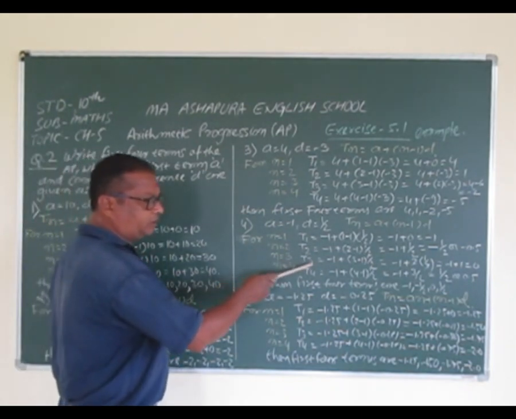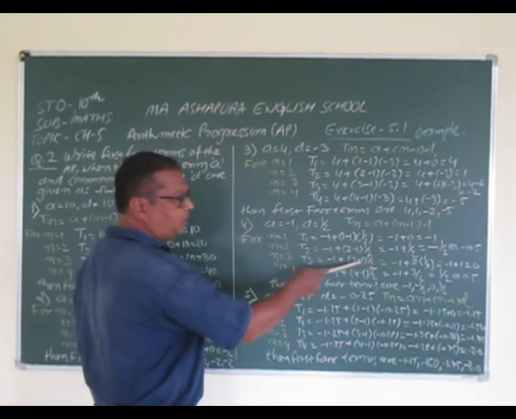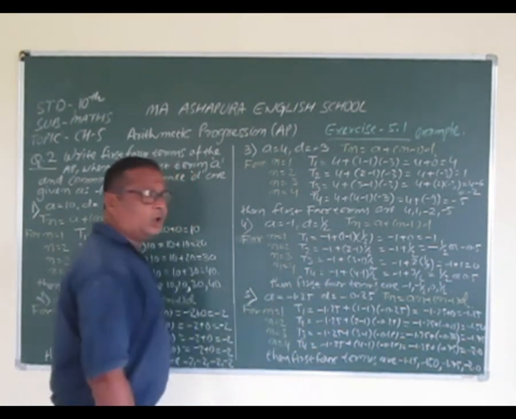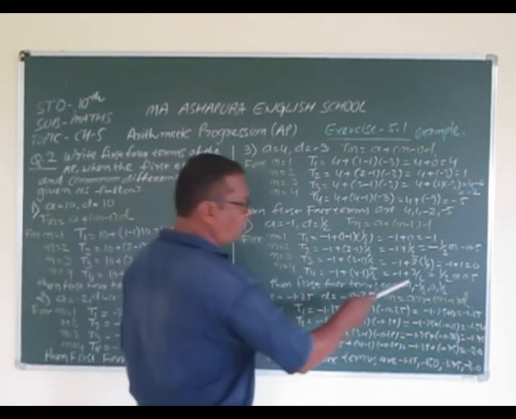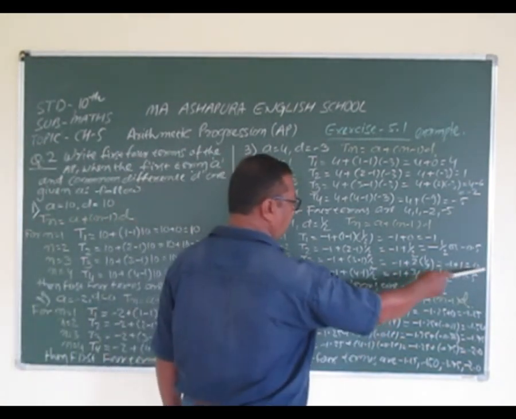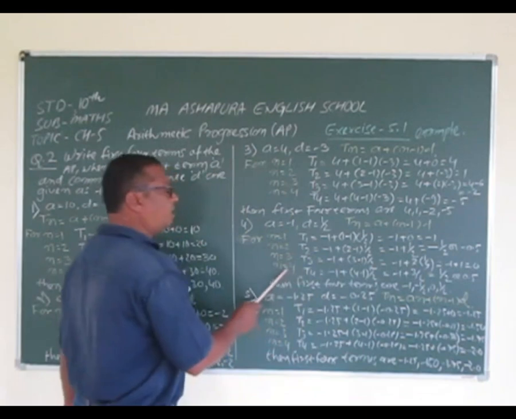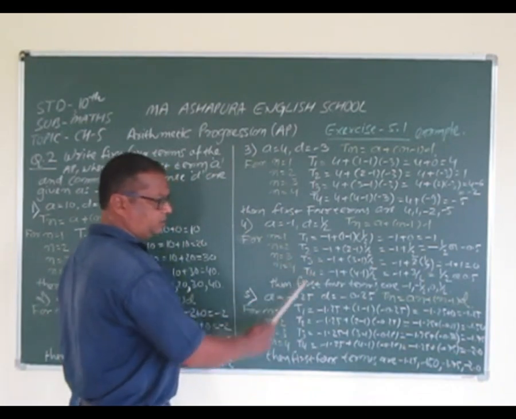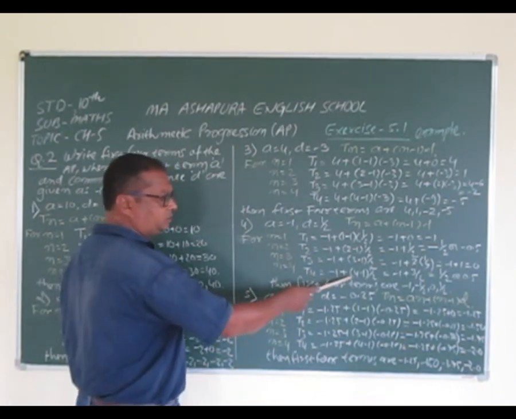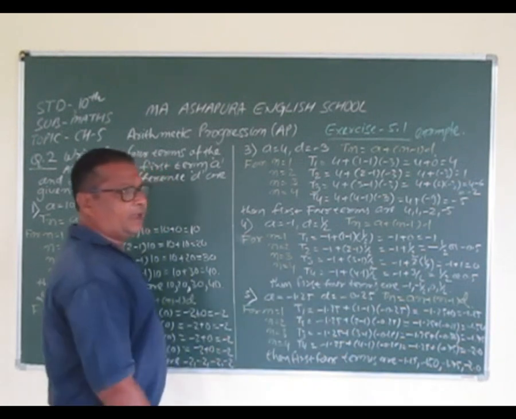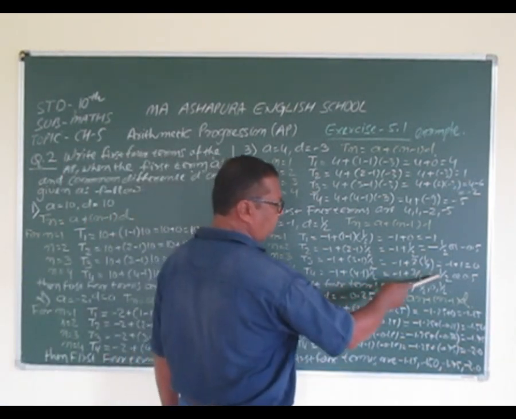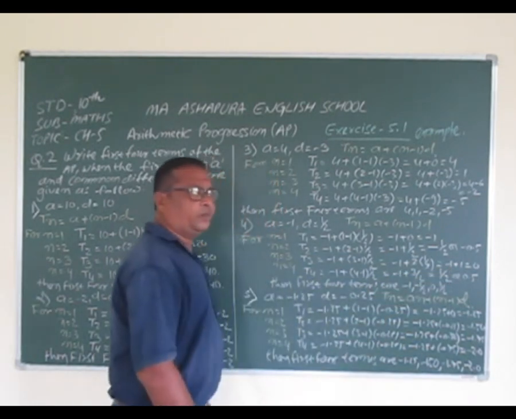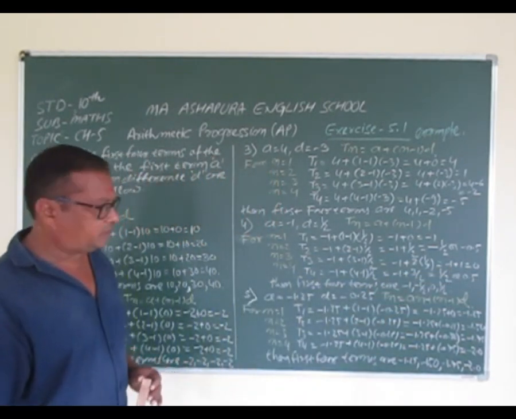Now n is equal to 3. Therefore T3 is equal to minus 1 plus 3 minus 1 into 1 half. So 2 multiplied by 1 half, and we get 1. Therefore minus 1 plus 1 is equal to 0. Now n is equal to 4. Therefore T4 is equal to minus 1 plus 4 minus 1 into 1 half, and we get minus 1 plus 3 by 2, which is equal to 1 half or 0.5 in decimal.